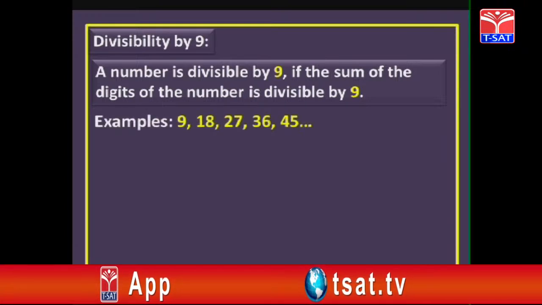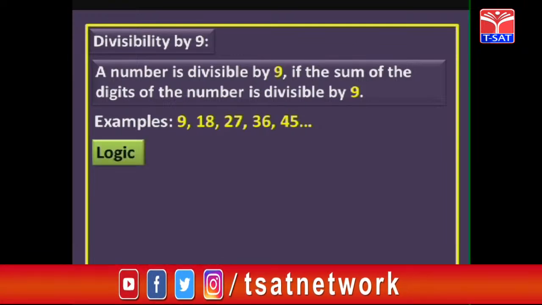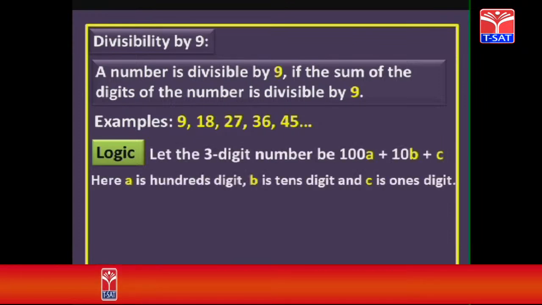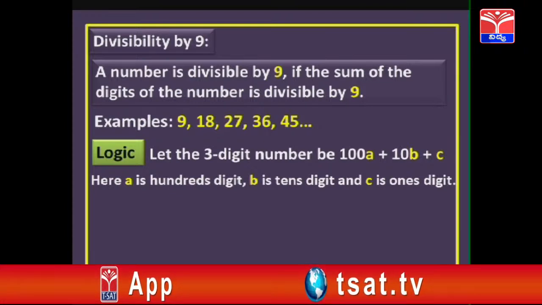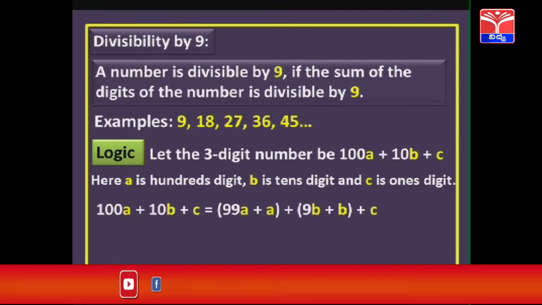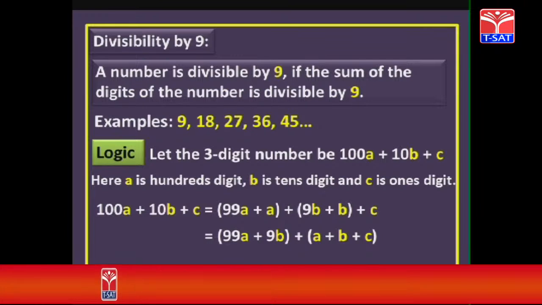Examples you can take 9, 18, 27, and so on. All these are examples of numbers which are divisible by 9. Let us understand the logic again. We are going to consider the same 3-digit number 100A plus 10B plus C, where A, B, C are the hundreds, tens and ones digits. Now, again I will write it as 99A plus 9B plus A plus B plus C. Rearranging them, I get 99A plus 9B plus, again, the sum of the digits A plus B plus C.